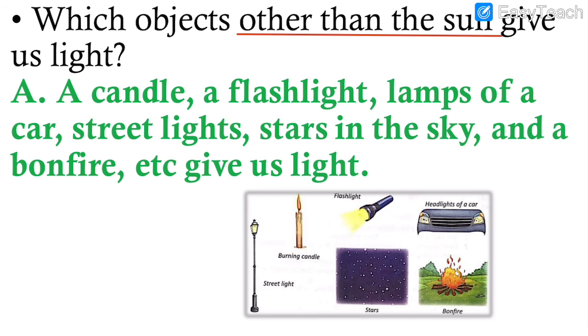See over here, all the things are shown: candle, flashlight, lamps of a car, street light, stars in the sky, bonfire. All these things are called sources of light because we get light from these things. So they are called sources of light.